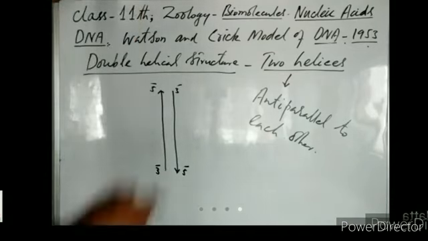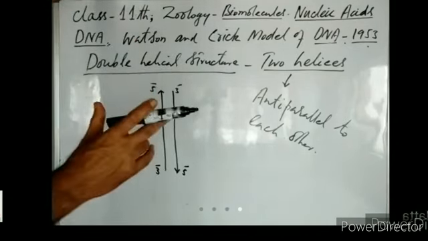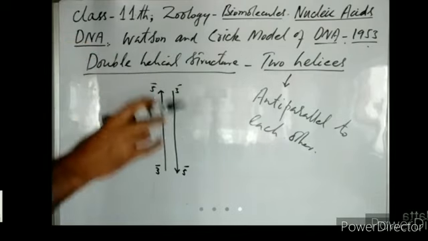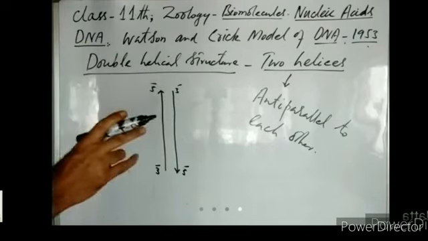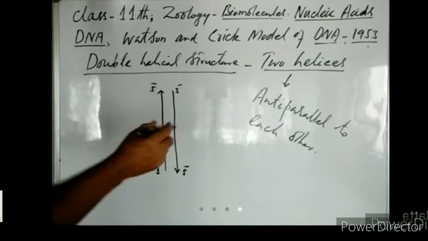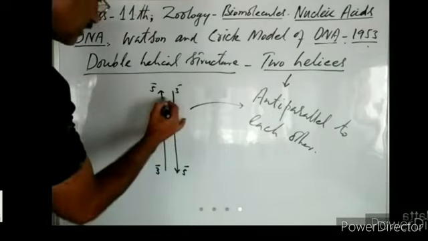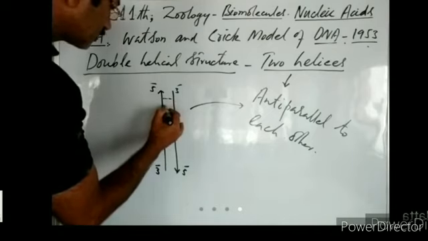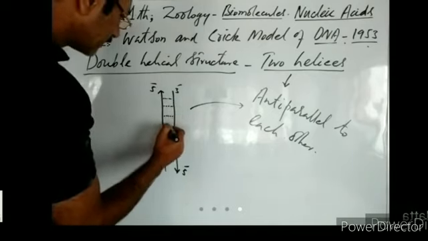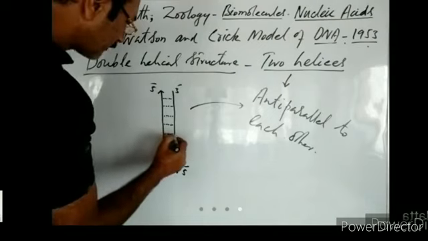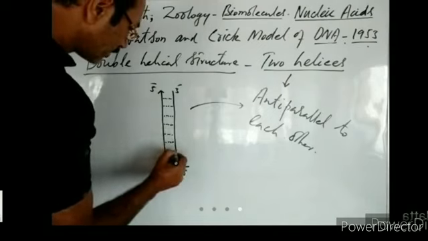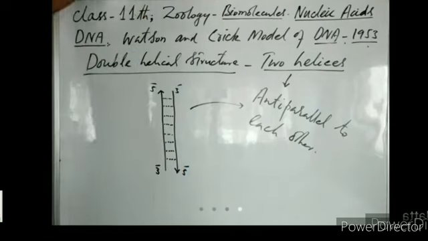So we say DNA is a double helical structure. It is formed of two strands. Each strand is known as a helix. These two helices are parallel to each other, but opposite in direction. That fashion is known as anti-parallel fashion, right? These two helices are joined to each other by hydrogen bonds. These hydrogen bonds are formed between their nitrogenous bases, right?